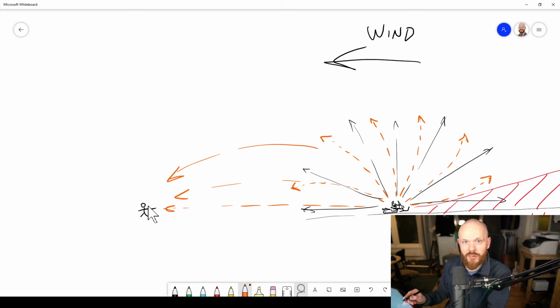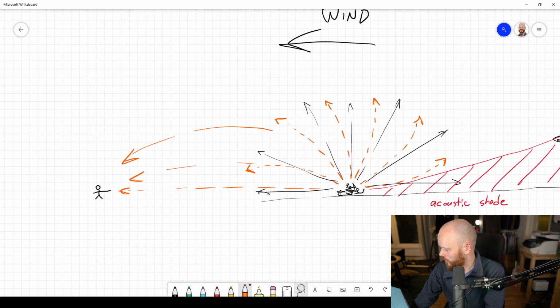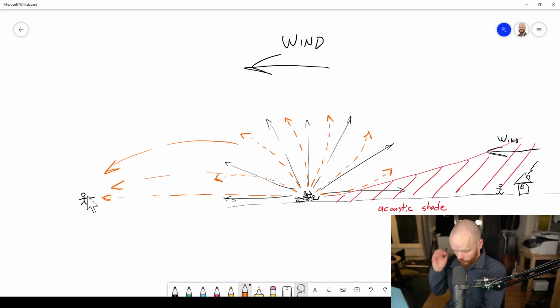And here you will have an even stronger sound pressure level compared to if you were standing on the other side here, where I was. So over here you're going to measure low or no sound level at all, and here you will measure more. So remember wind, you have to take it into account when you're doing measurements outside.